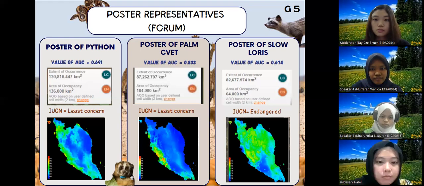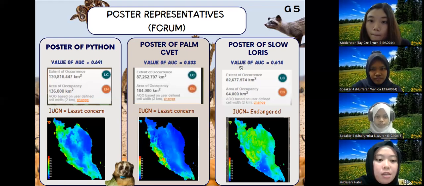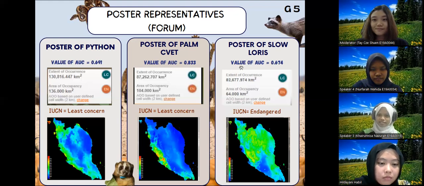So to conclude Ms. Khairunnisa's question, we can see that the species inhabit quite a wide range of regions compared to others, since the EOO and AOO indicate high values. Is it clear, Ms. Khairunnisa? Yes, thank you for the explanation.